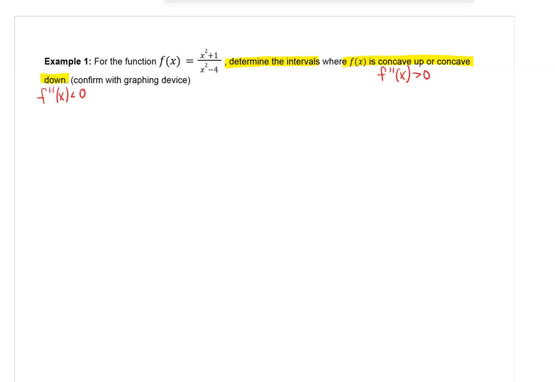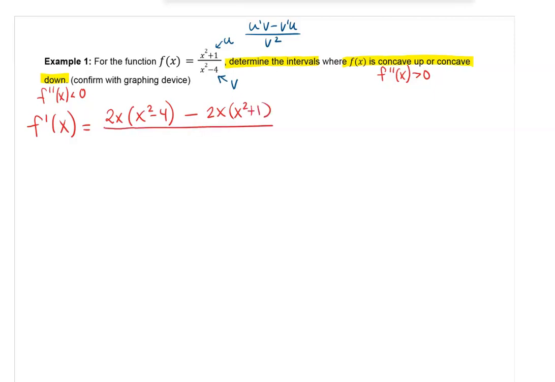So first, I'm going to find the first derivative, because you got to find the first derivative in order to find the second derivative. To do that, I'm going to have to use the quotient rule. So I'll think of my x squared plus 1 as u and my x squared minus 4 as v. And then I'm going to have to do a u prime v minus v prime u over v squared derivative. So my u prime would just be 2x multiplied to v, that's x squared minus 4. My v prime would also be 2x multiplied to u, that's x squared plus 1. And all of that is over x squared minus 4 squared.